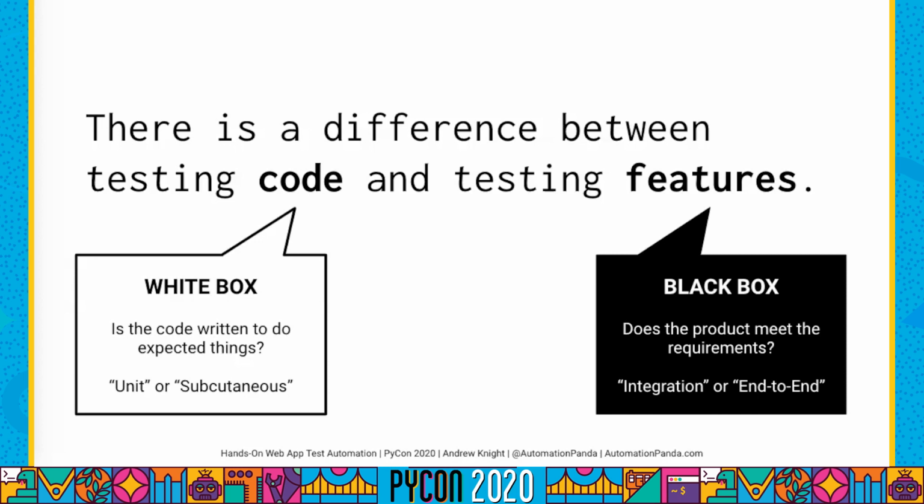So when we do what we call black box testing, we are testing the feature, not the code, right? Black box testing doesn't have the code available to call directly. And the goal of black box testing is a little bit different. The question we're asking is, does the product meet the requirements? Does this thing do exactly what I think it should do? Is it delivering that value to the end user?